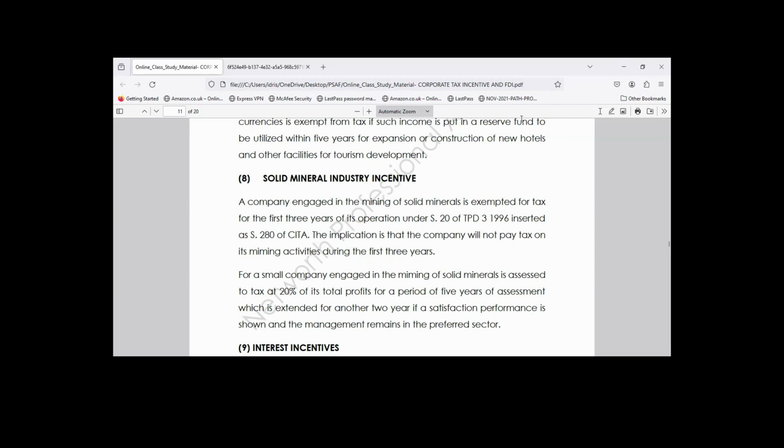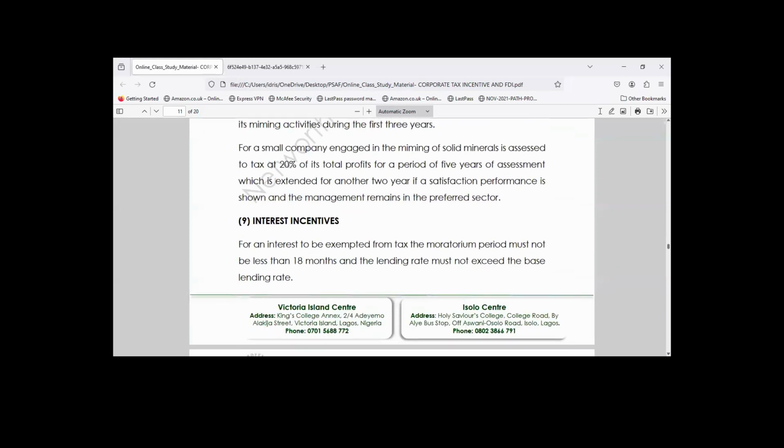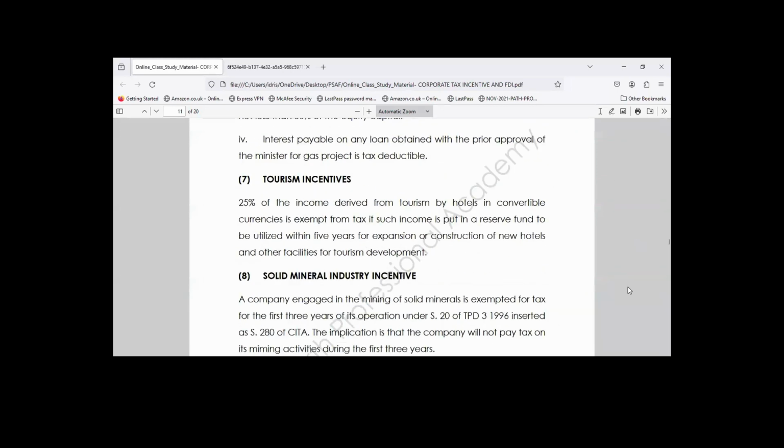Examples of a company engaged in solid minerals are mining of gold, silver, other mineral resources, extraction of gold, silver, other mineral resources, production of steel and metals. They are still under solid minerals. For a small company engaged in solid minerals, they will be assessed to tax on profit at the rate of 20% for a period of 5 years of assessment. So those are the number eight that we have.